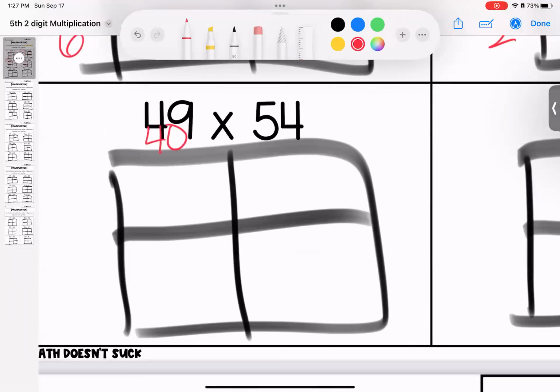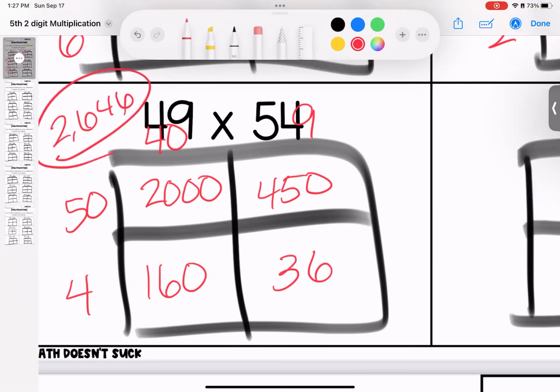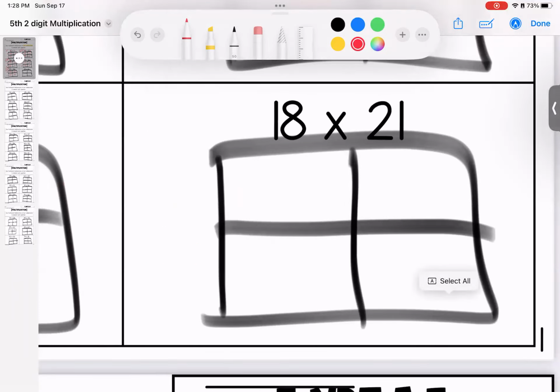Down here is 49 times 54. I have 40 and 9. I have 50 and 4. 5 times 4 is 20, 2 zeros. 5 times 9 is 45 with a 0. 4 times 4 is 16, 1 0. 4 times 9 is 36. Altogether, 2,646.